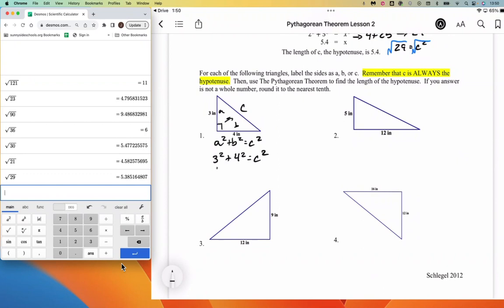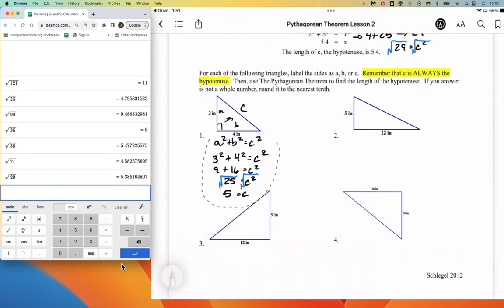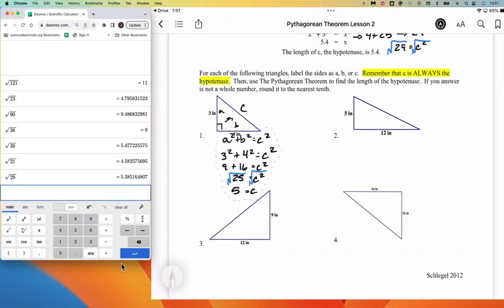3 squared is 9. 4 squared is 16. 9 plus 16 is 25. Then if we take the square root of both of those, the square root of 25 is an easy one, it's 5. So our hypotenuse on that triangle will have a length of 5. Let me move these things over here so I get a little bit more room on this triangle.